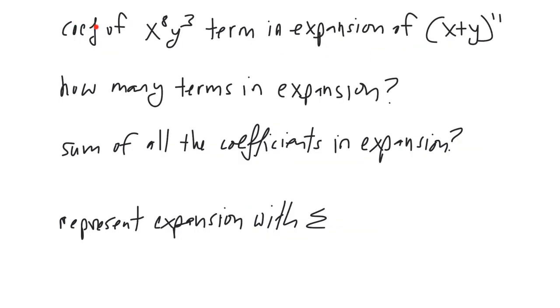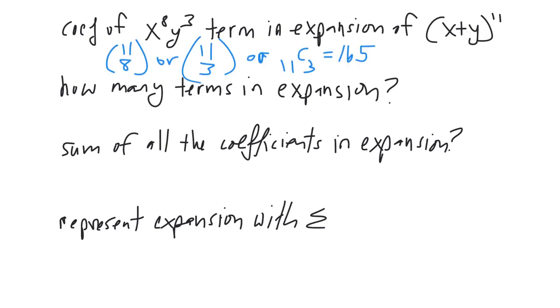In this first question, what's the coefficient of the x to the 8th, y to the 3rd term in the expansion of x plus y to the 11th power? We can use the combination method that we just talked about, which would be 11 take 8 x's. It would be the same thing as 11 take 3 y's, or 11c3, and that is the way I would do it on my calculator, using the math button, and get my answer of 165.